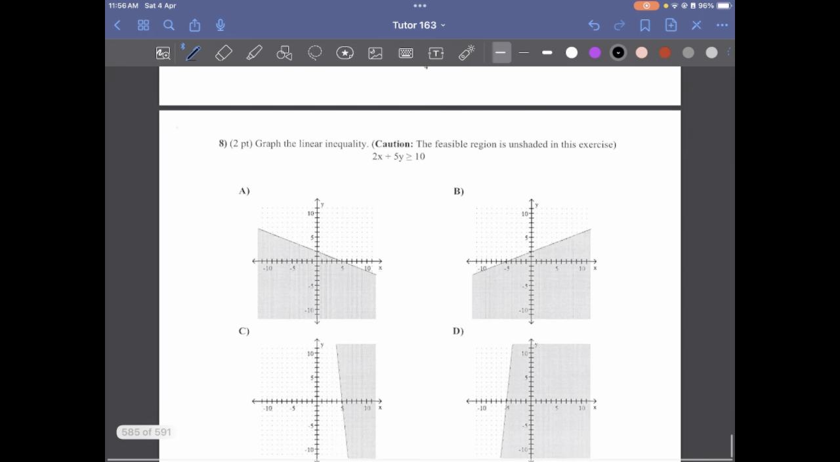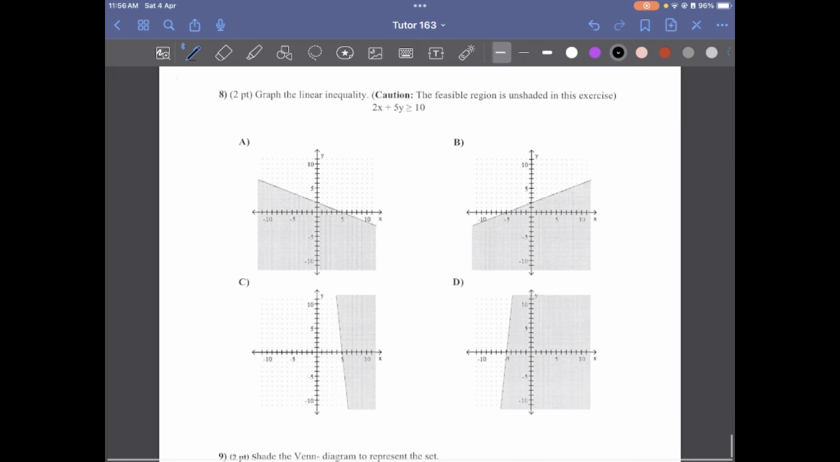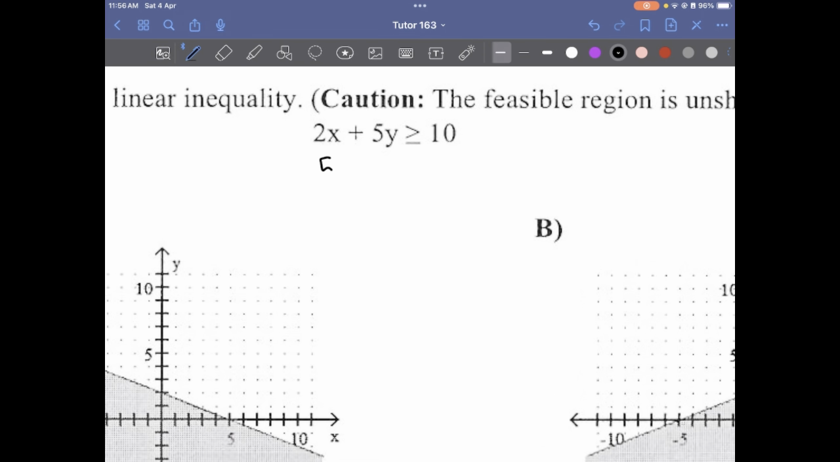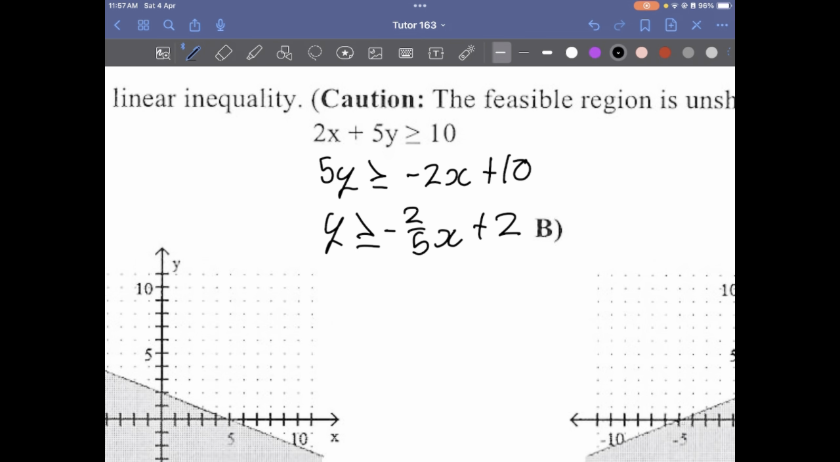Okay. Graph the linear inequality. Caution, the feasible region is unshaded in this exercise. Okay, so the first thing you're going to do is solve for y. So you have 5y is greater than or equal to negative 2x plus 10. Divide by 5. You have y is greater than or equal to negative 2/5x plus 2, right?